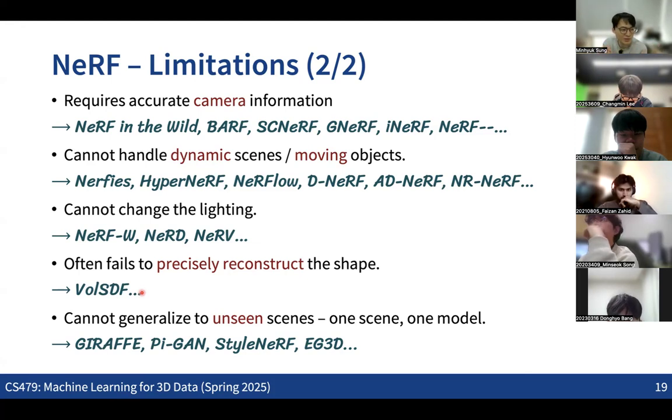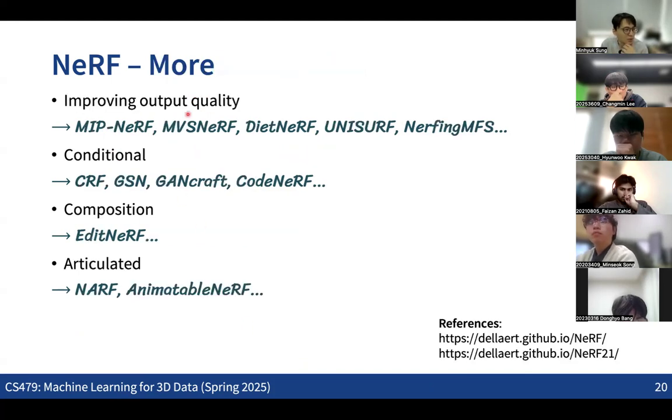We are not going to get into those details, but keep in mind that the typical neural pipeline has one neural network for one scene or one object. How we make a neural net that can reconstruct multiple scenes or multiple objects is the next topic, which is discussed in many other related works. There are also more things in terms of improving quality, making it conditional, reconstruction, and composition. You can check out more details in this link.